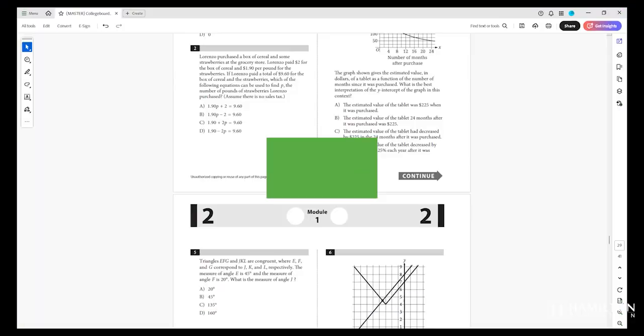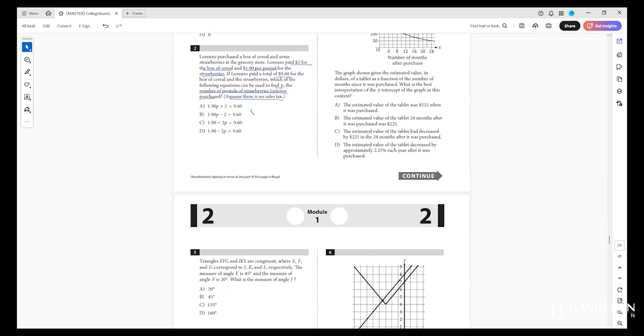Question number 2. Lorenzo purchased a box of cereal and some strawberries at the grocery store. Lorenzo paid $2 for the box of cereal and $1.90 per pound for the strawberries. So that sounds like a rate, and the $2 sounds like another rate, but probably only buying one box of cereal, so it might look like an initial cost. If Lorenzo paid a total of $9.60 for the box of cereal and the strawberries, which of the following equations could be used to find P, the number of pounds of strawberries Lorenzo purchased? Assume there's no sales tax.